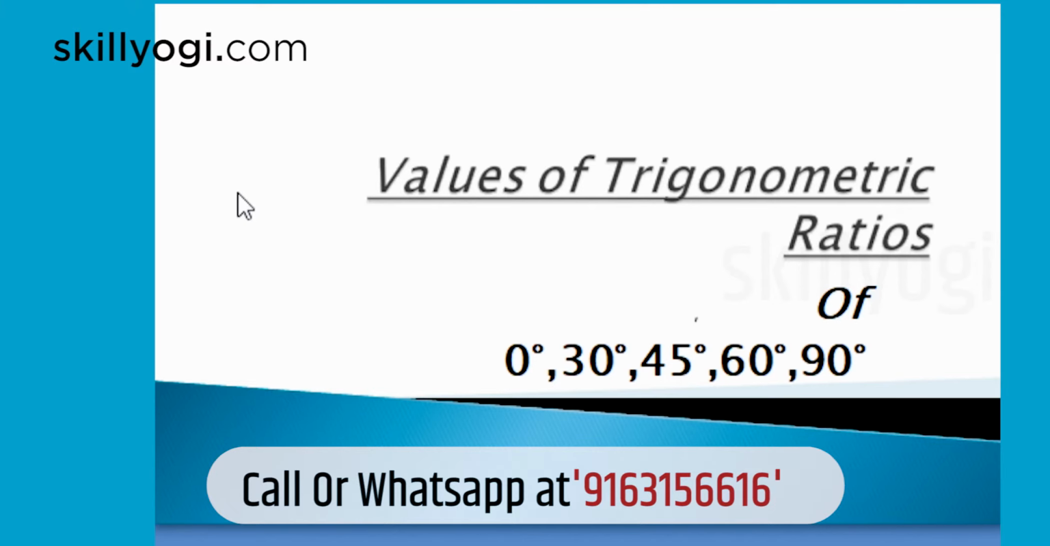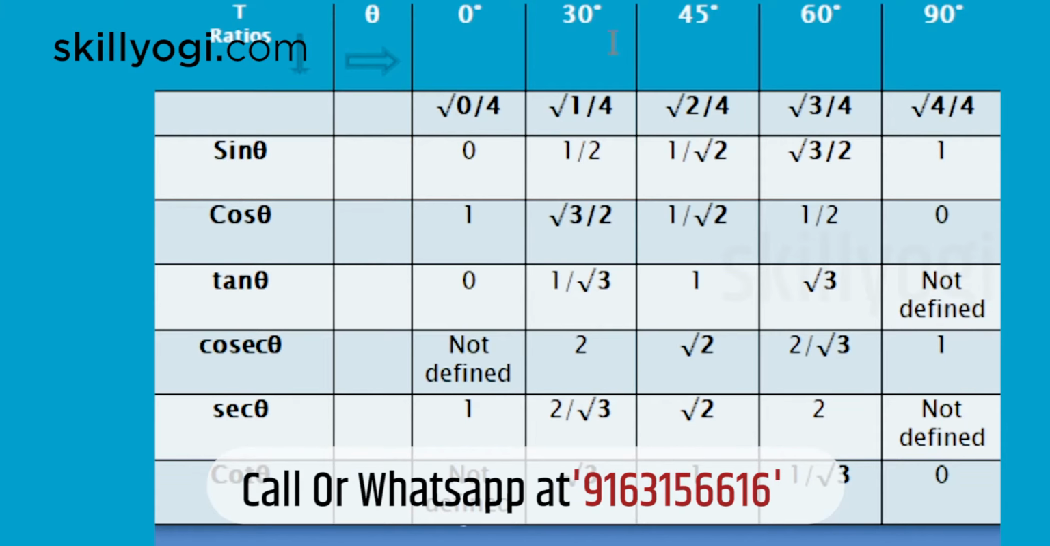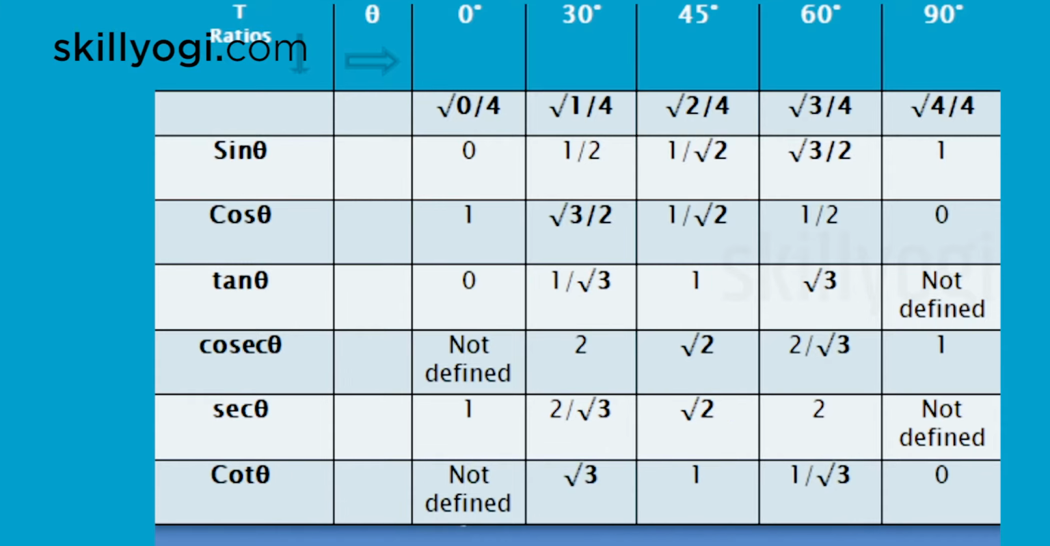Now it's the magic. Here I have taken the values here. T ratios of the values of theta. Here I have taken theta. These are the angles: 0 degree, 30 degree, 45 degree, 60 degree, 90 degree. That means we will calculate all these values of all these angles of sine, cos, tan, cosec, sec and cot. And the magic trick is this one: square root of 0/4.